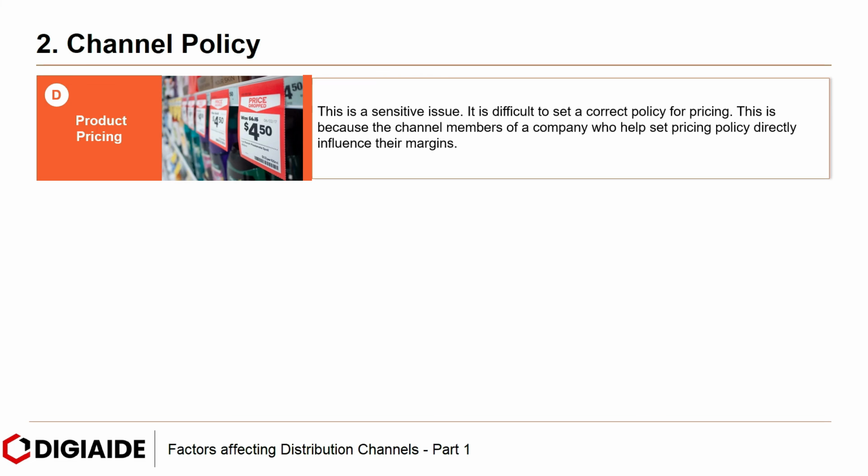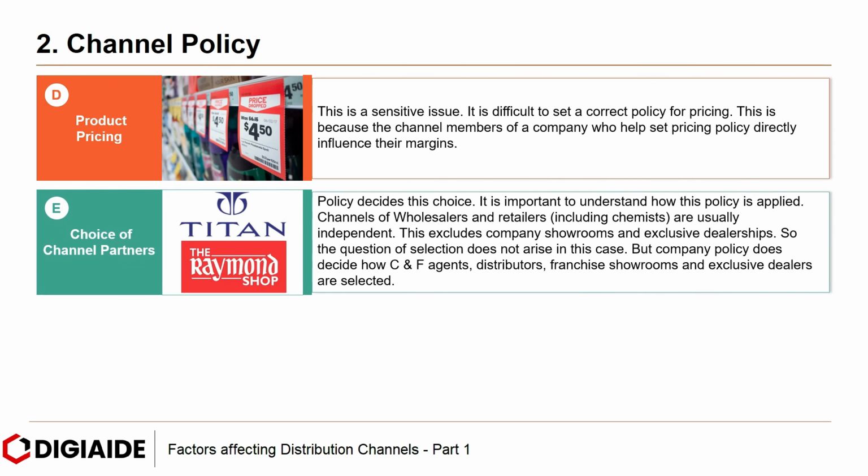Fourth, product pricing. This is a sensitive issue. It is difficult to set a correct policy for pricing. This is because the channel members of a company who help set pricing policy directly influence their margins. Next, choice of channel partners. Policy decides this choice. It is important to understand how this policy is applied. Channels of wholesalers and retailers are usually independent. This excludes company showrooms and exclusive dealerships, so the question of selection does not arise in this case. But company policy does decide how CRF agents, distributors, franchise showrooms, and exclusive dealers are selected.